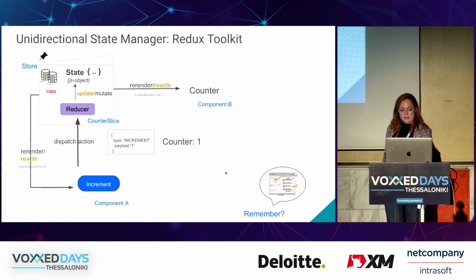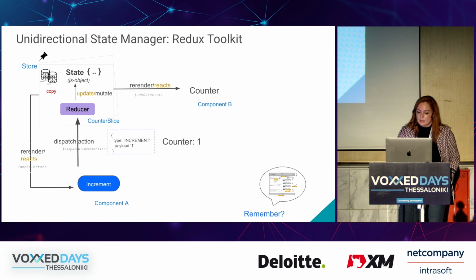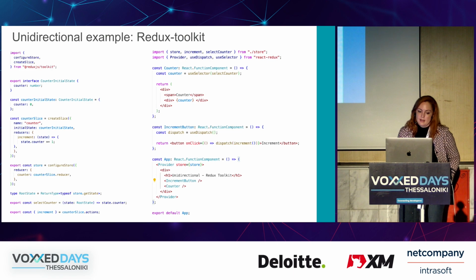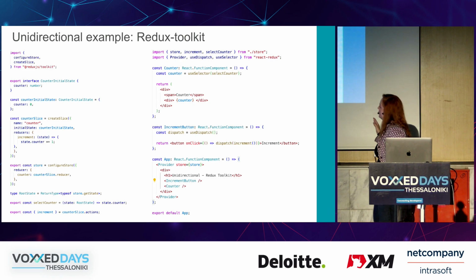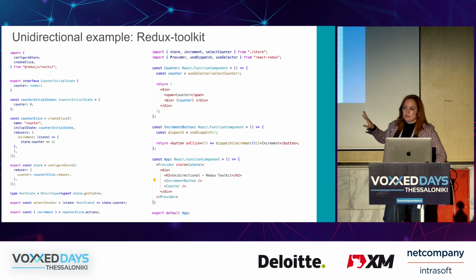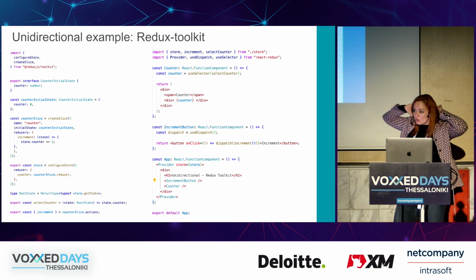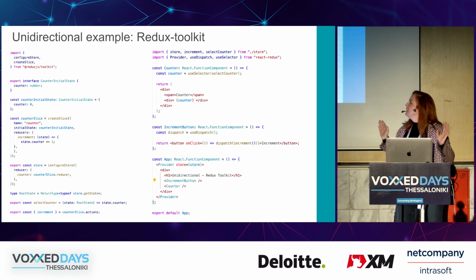Let's see how this translates to code. What are the hooks that we use to really read the values from the store or to dispatch the action? Here I created the same example across all state managers. I'm using screenshots, so as not to have any failures during my presentation today, the first time.